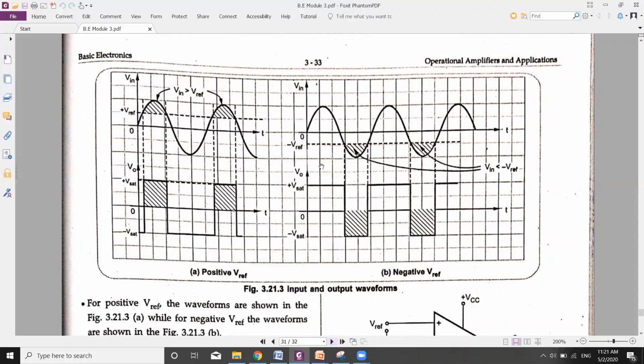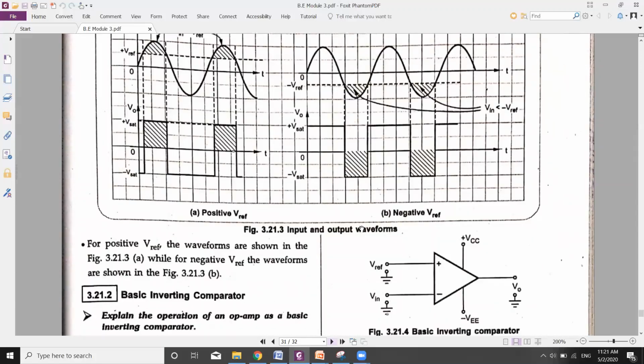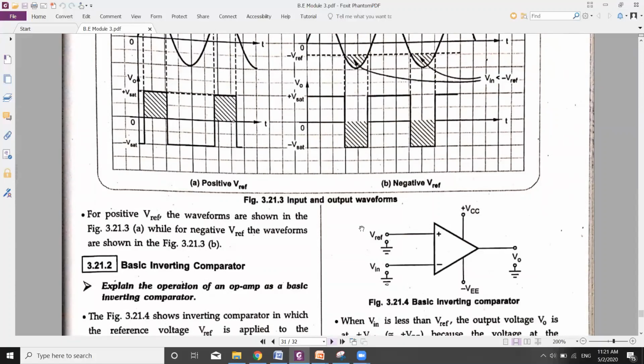In this second figure, we are taking a negative reference voltage. When the input voltage is greater than this dotted line, that is the reference voltage, the output is plus Vsat. When the input is below this, we have minus Vsat. So this is all about the basic non-inverting comparator.